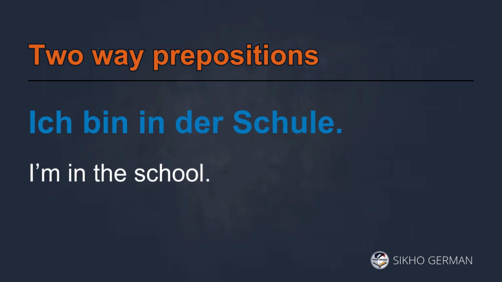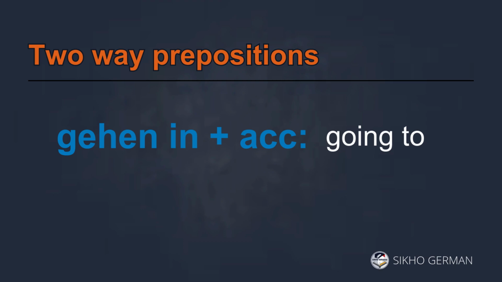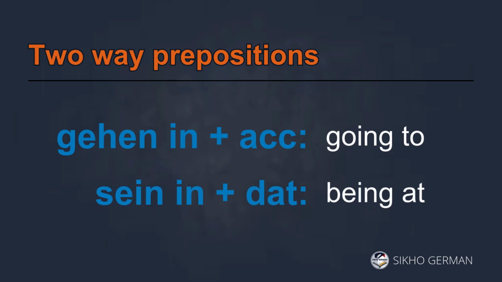Ich bin in der Schule. I'm in the school, or I'm at school. This uses dative because there's no movement. I'm already there inside the school. Wo bin ich? Where am I? Answer, in der Schule. The feminine die becomes der in dative, showing static position. This is super important. Gehen in plus accusative equals going to. Sein in plus dative equals being at.